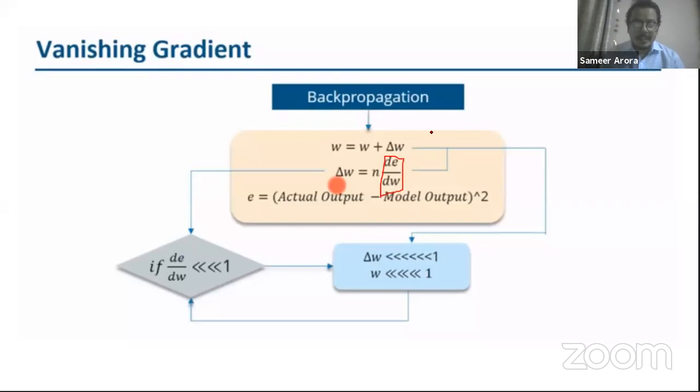Suppose the small error we calculate is del E divided by del W, where E is the error we calculated on the basis of the square of the actual output minus the model output. So the fraction of the weight divided by the fraction of the error would be much smaller in nature. Suppose we get the value of del W equivalent to 0.0001. So there won't be any significant change in the new weight of a particular neuron. Due to the lesser change in the weight, a large number of epochs are required to design a perfect or adequate model. This kind of problem we call the vanishing gradient.